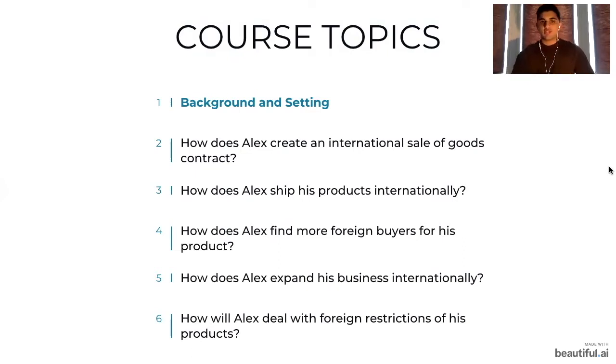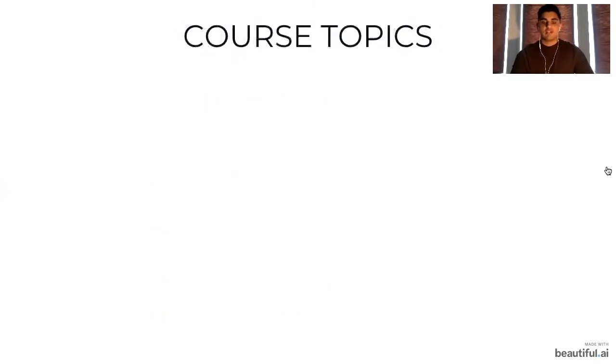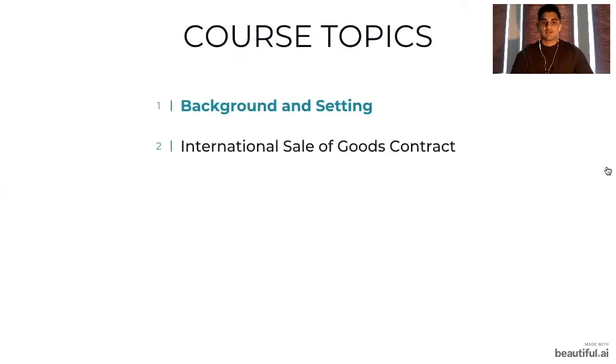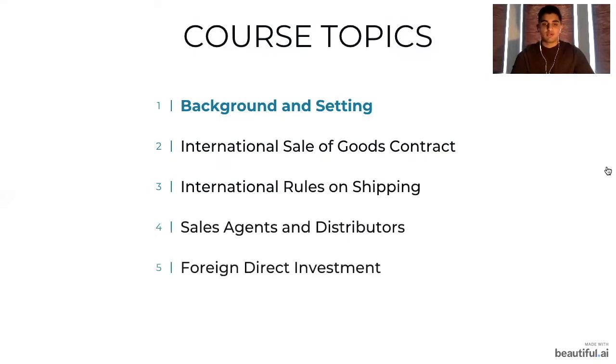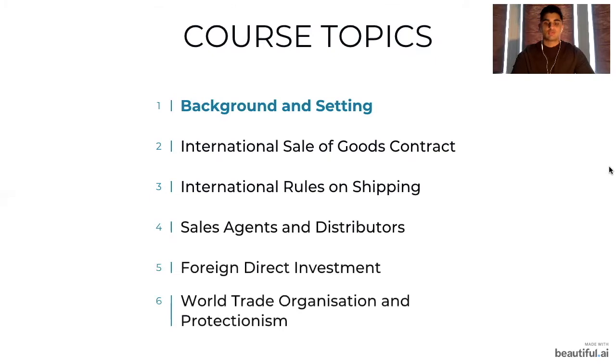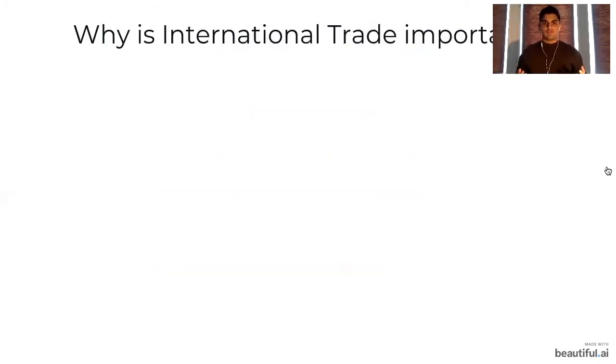And the way we're going to answer them, the method, is by looking at, first of all, sale of goods contract law, international sale of goods contracts. Then we're going to look at international rules on shipping. Then looking at rules on sales agents and distributors, foreign direct investment, and the World Trade Organization, and this idea of protectionism. So it's a really, really fundamental question. And really, this is the basis of these lectures and trade and globalization in general.